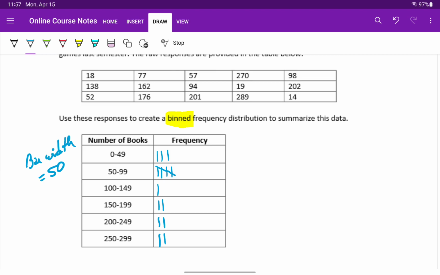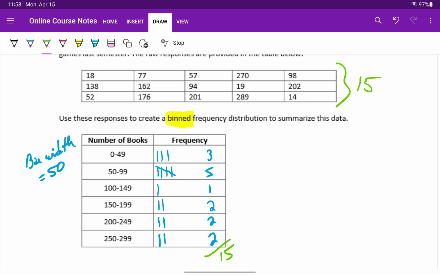Then we would just tally up how many times we have a number occurring in each of those bins. So 3, 5, 1, 2, 2, and 2. And again, we could add those results together just to verify that this comes to a total of 15, since we had 15 different responses in our survey.